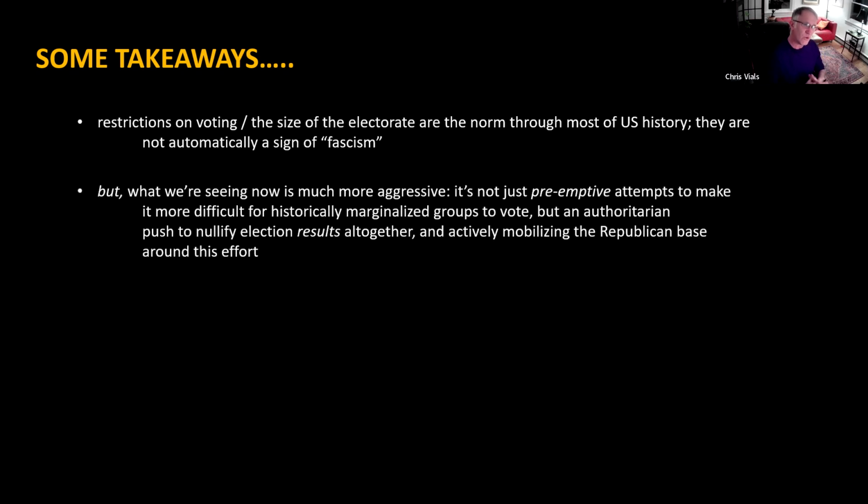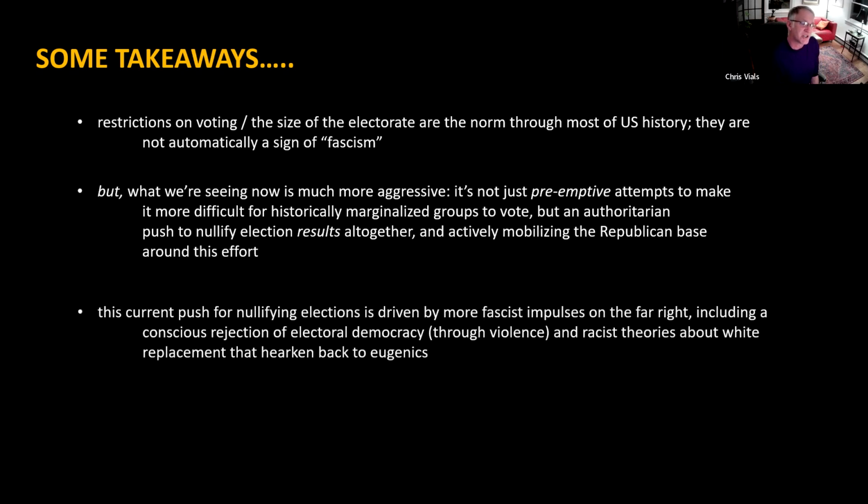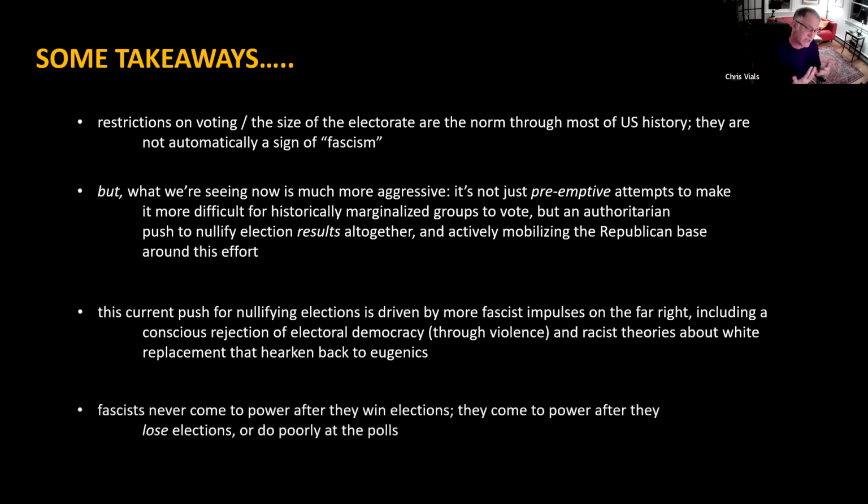That said, what we're seeing now is much more aggressive. It's not just a preemptive attempt to make it more difficult for historically marginalized groups to vote. What we're seeing is more of an authoritarian push to nullify election results altogether and actively mobilizing the Republican base around this effort. And moreover, the current push for nullifying elections is driven by more fascist impulses on the far right, including a conscious rejection of electoral democracy through violence, and racist theories about white replacement that harken back to eugenics, right?